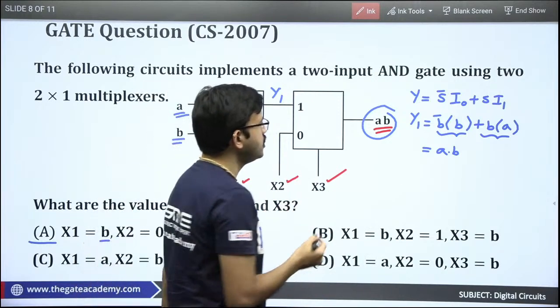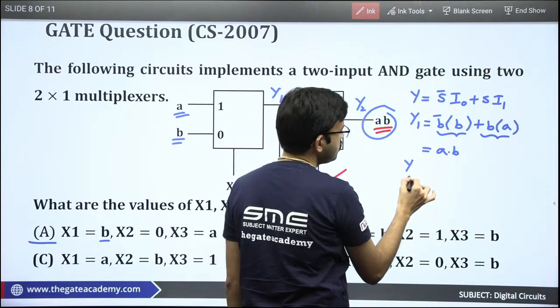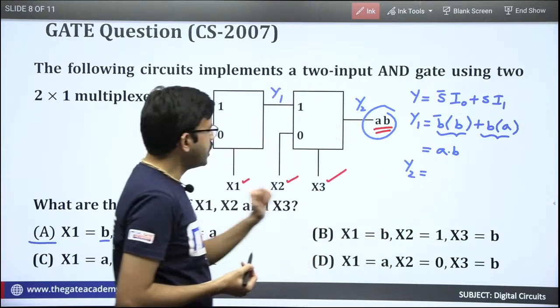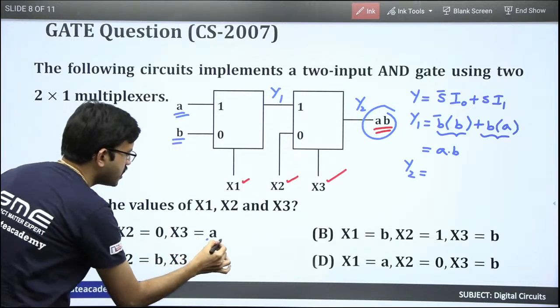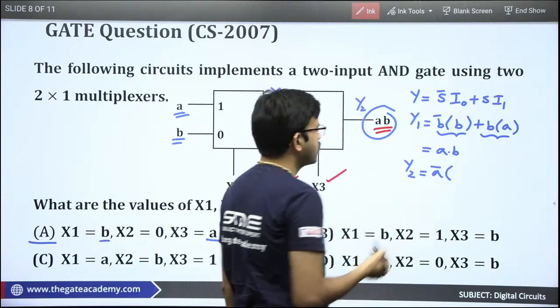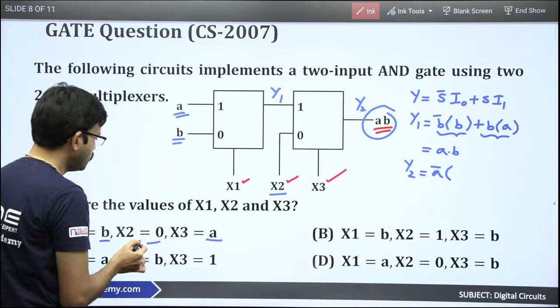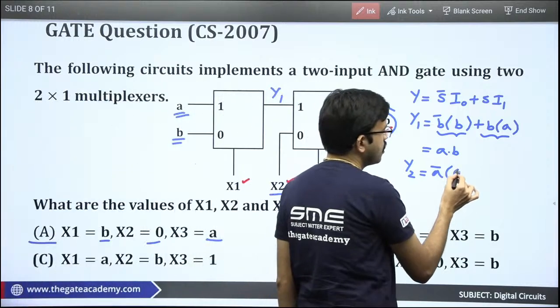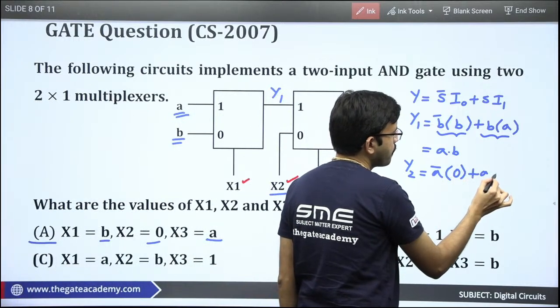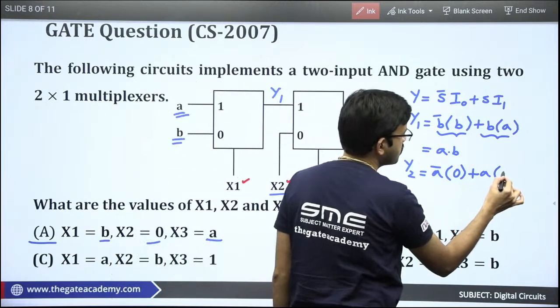Let us continue further. So the final output I am considering as Y2. In this case, the selection line is X3. X3 is A. So that means A bar into I0. I0 is what? I0 is X2. X2 is nothing but 0. 0 plus the selection line A into I1. I1 is nothing but Y1. Y1 is nothing but AB.